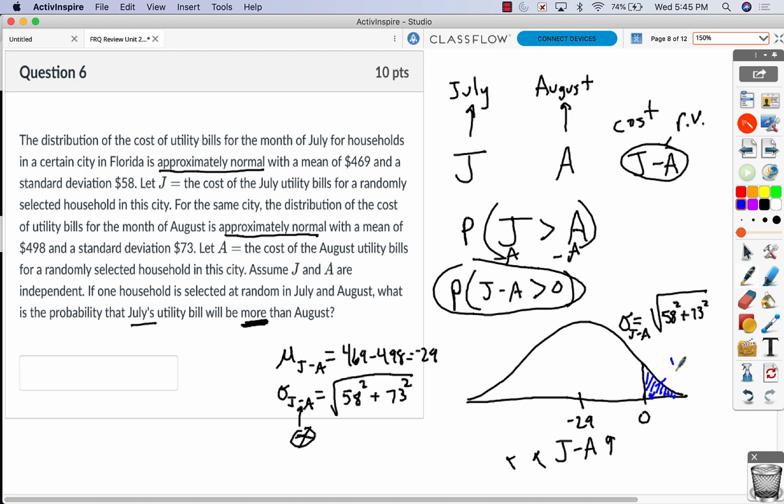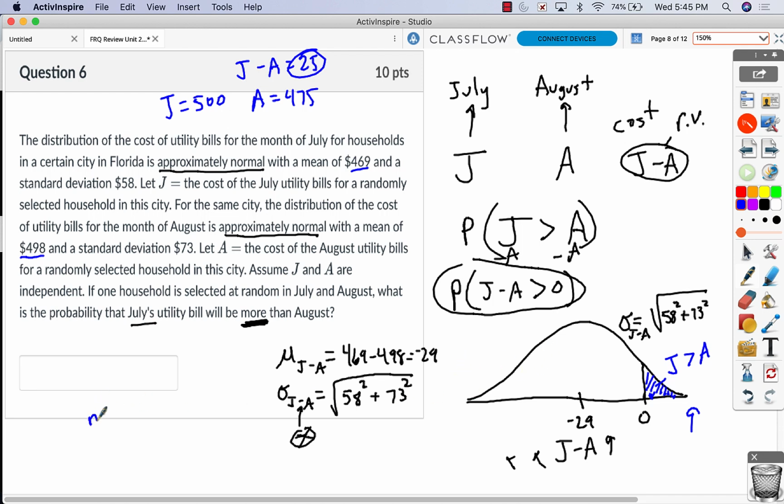On this side, J is greater than A. It'd have to be positive, right? It'd have to be positive. Like, if J was like 500, which it could be, and what happens if August is like 475? What's J minus A? 25, which is over here somewhere. Now, it's not likely this is going to happen, but it could happen. That's one possible J minus A. There's an infinite number of J minus A's, so it's continuous.